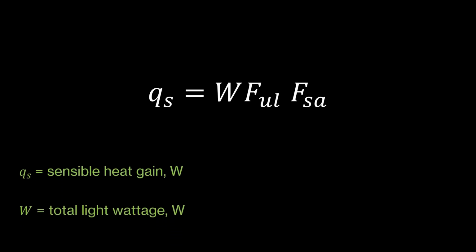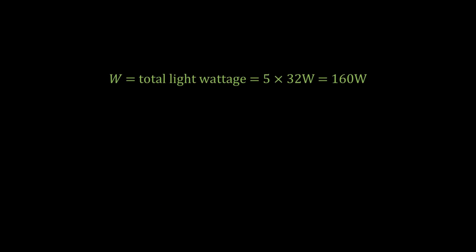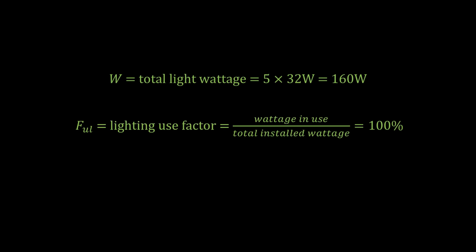So, using the general formula, we can say that the lighting sensible heat gain at 3 p.m. is equal to W times FUL times FSA. Remember, W is the wattage, FUL is the use factor, and FSA is the special allowance factor. So, W is equal to 5 times 32, which is equal to 160 watts. FUL is the wattage in use divided by the lighting installed wattage, and that is 100% at 3 p.m. FSA is equal to 0.85 per manufacturer's data.